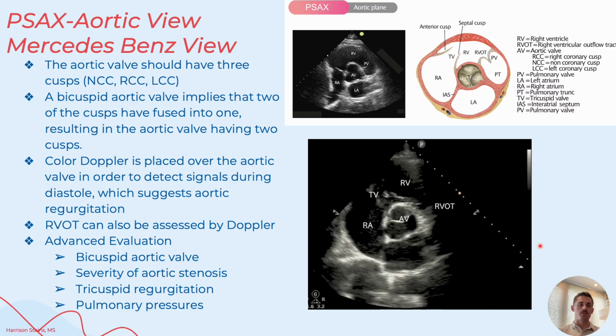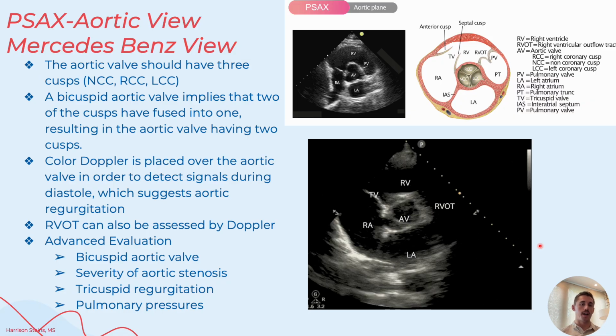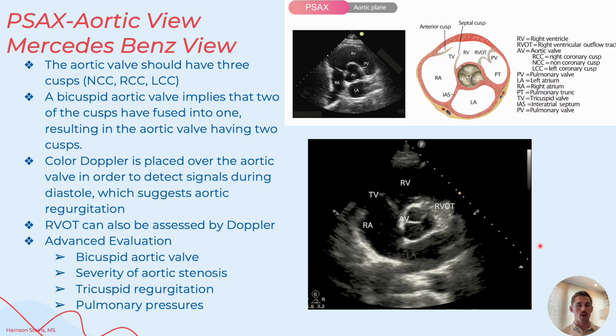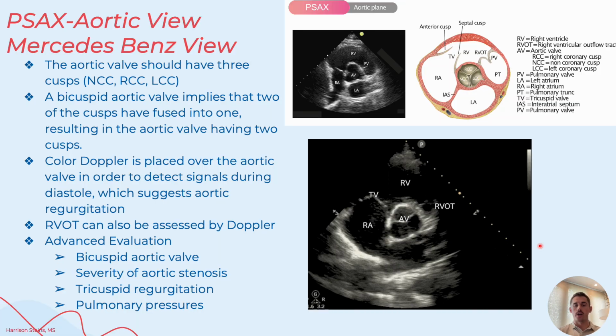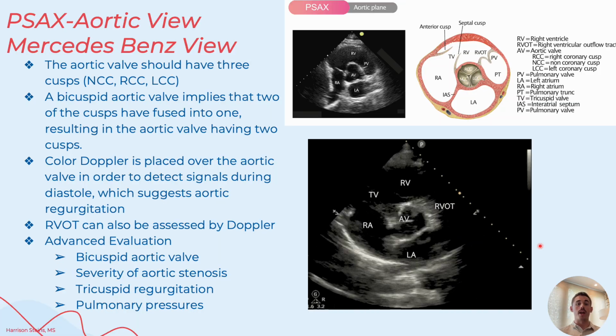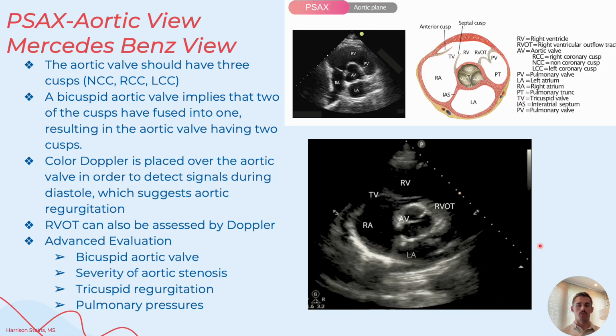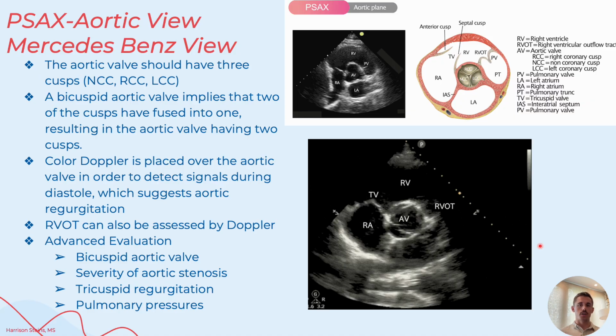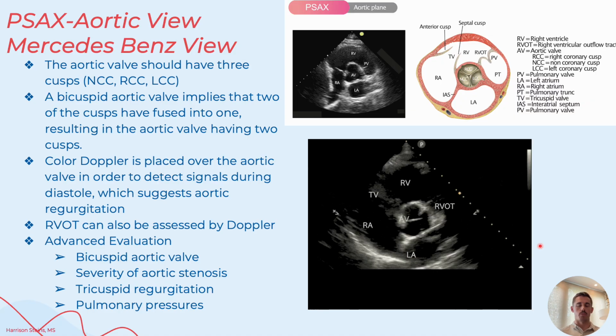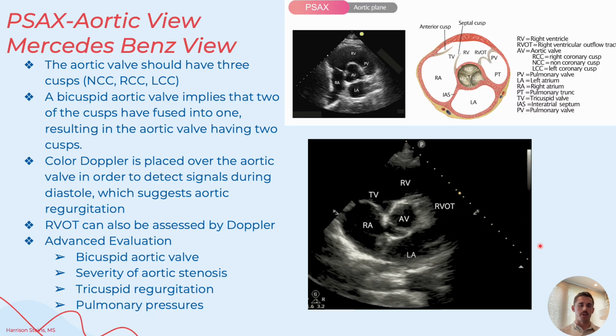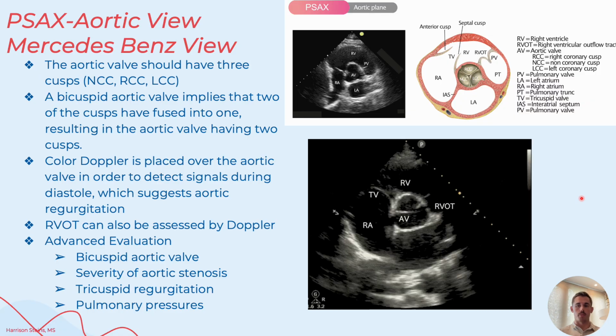And then advanced evaluations that we're not going to talk about here are bicuspid aortic valve. So if you're only seeing 2 cusps there, is that a congenital anomaly? Grading of aortic stenosis, so severity of it, is a whole other set of calculations that we won't be going over. Tricuspid regurg, and then calculating pulmonary pressures here.